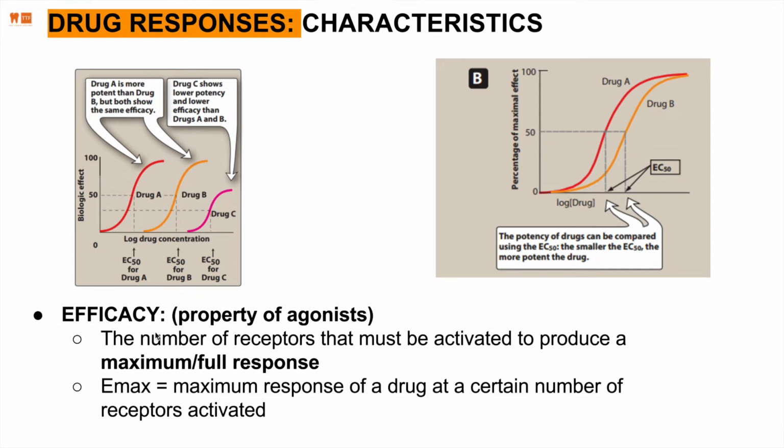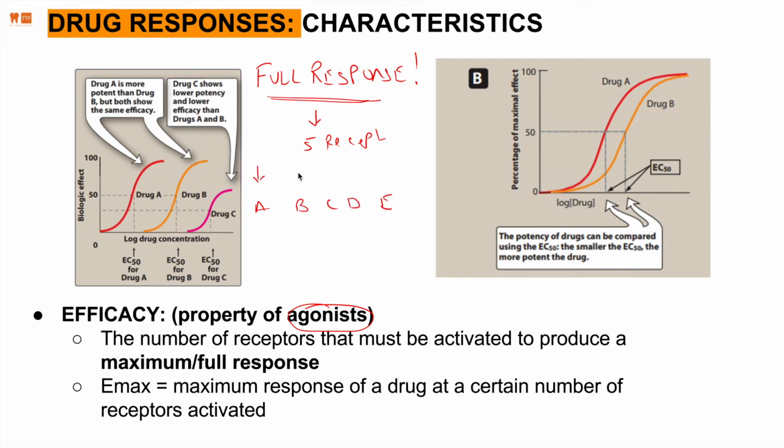Okay, moving on to the next concept, efficacy. One of the most important concepts, guys. It is a property of the agonist. Agonist means something that causes effect, right? What's efficacy? It's the number of receptors that must be activated to produce a maximum or a full response. So the two very important words, full response. When efficacy is involved, we're talking about full response. But how many receptors need to be activated? Well, if full response needs 5 receptors activated, then A, B, C, D, and E all have to have drugs attached to it. Correct? Now we have complete efficacy.